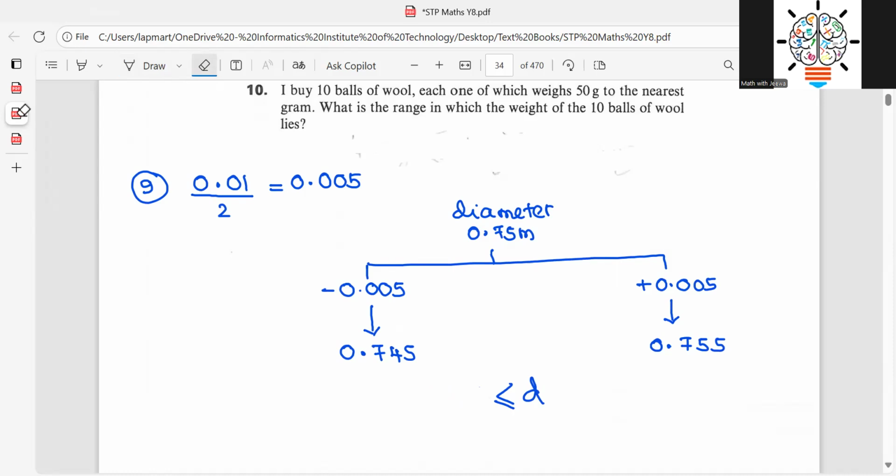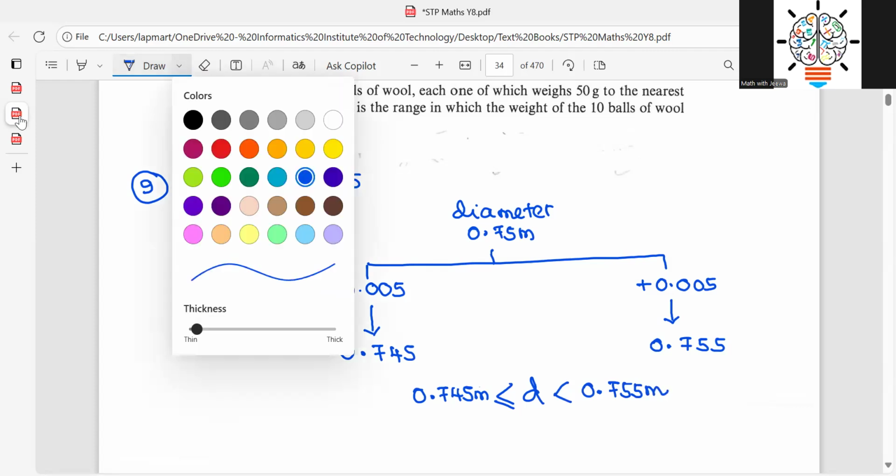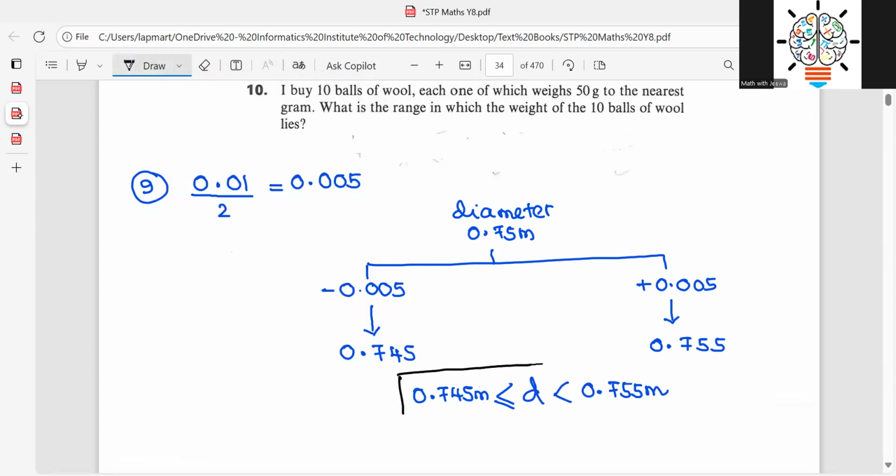Children, keep this in your mind always. You want to use the units if they have used it, and this should be less than 0.755 meters, right? Now this is the additional explanation, and I will show my answer here. So this is my final answer. And then I will show you the explanation.